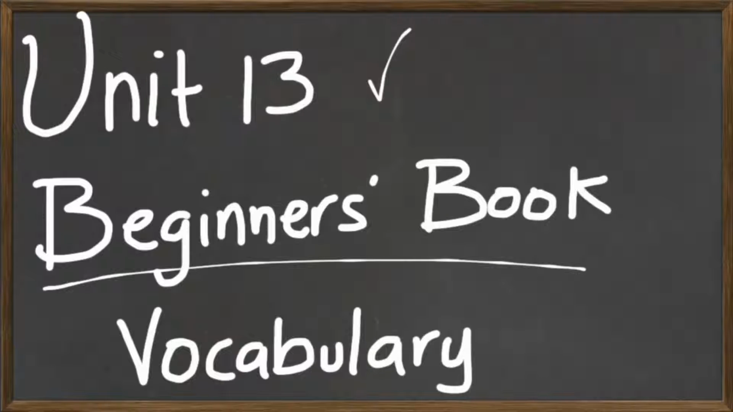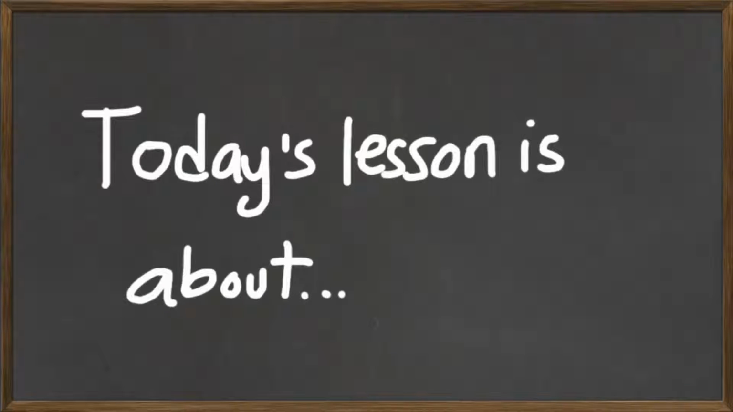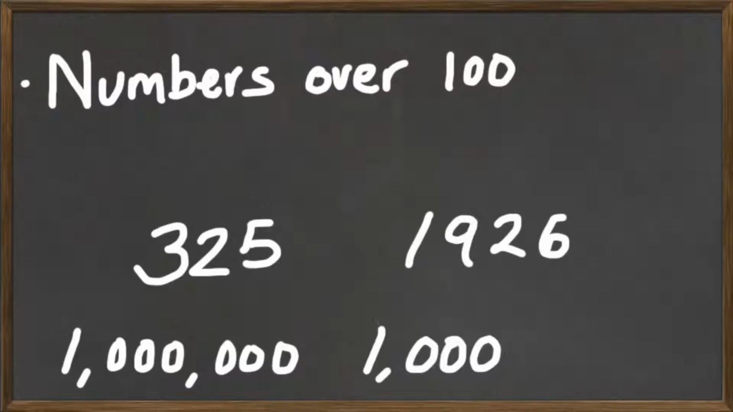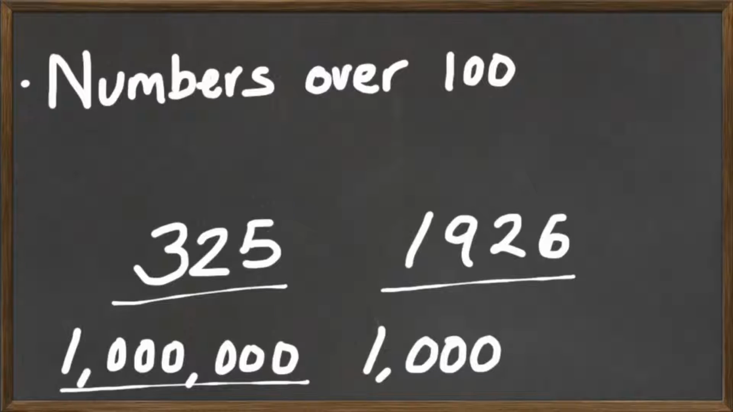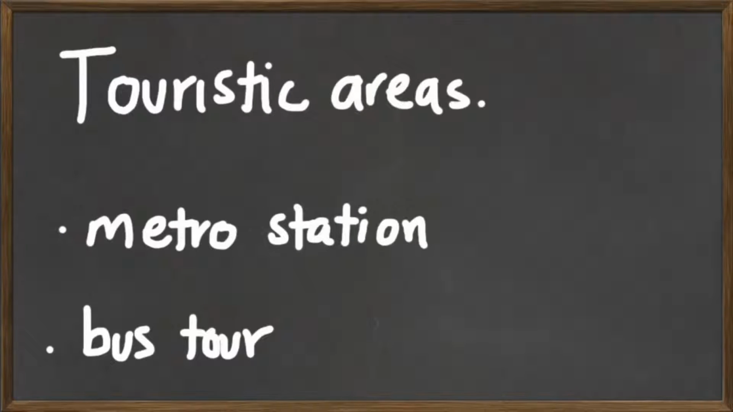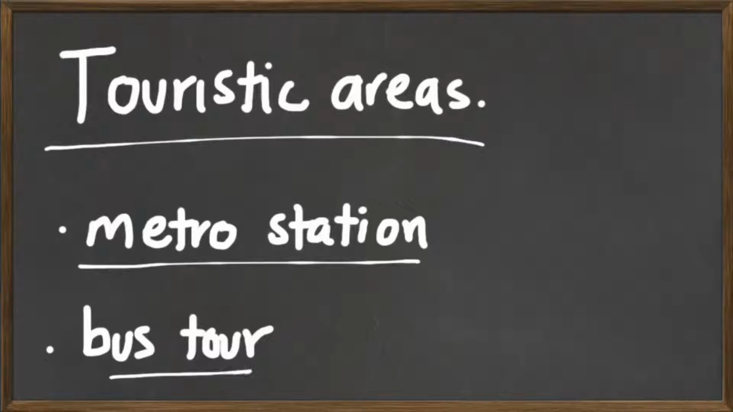Don't forget we're looking at our beginner's book, and this section will cover the vocabulary of this unit. Let's begin. Today's lesson is about numbers over 100. For example, 325 or 1926. We will also cover millions and thousands as well. Also, the second item we will check is touristic areas, some vocabulary such as metro station and bus tour.